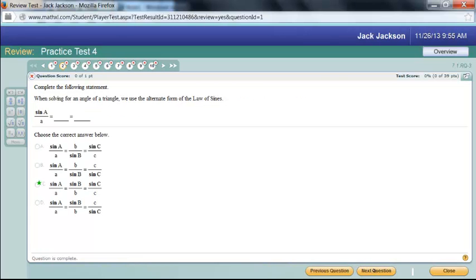When solving for the angle of a triangle, we use the law of sines in the form sine A over a equals sine B over b equals sine C over c. So that's part C here. Of course, we can have all of them upside down: a over sine A equals b over sine B equals c over sine C as well.